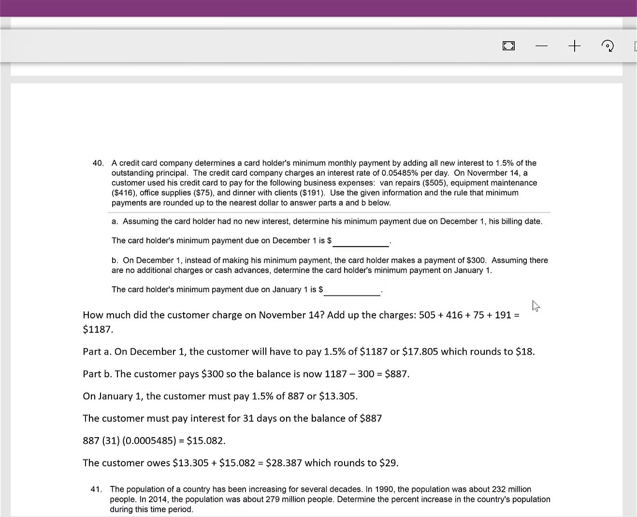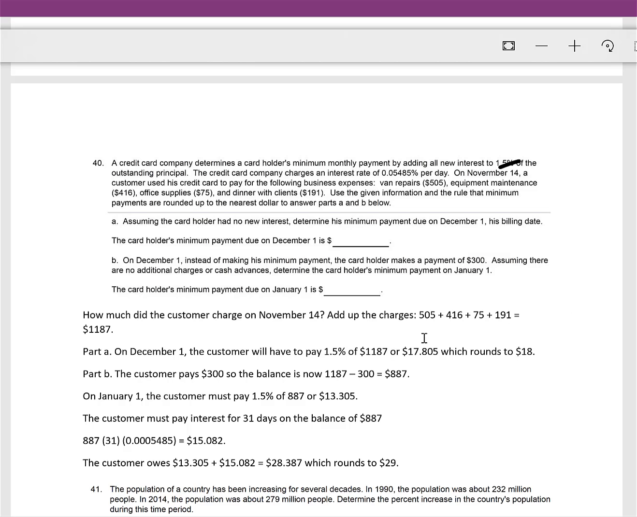Okay, so an outstanding credit card company determines a cardholder's minimum payment by adding all new interest to 1.5% of the outstanding balance. And there's the interest rate. On November 1st, a customer used his card to buy the following items. Using the information below, we want to find out first what the minimum payment is on December 1st. And remember, the minimum payment the card said was 1.5%.